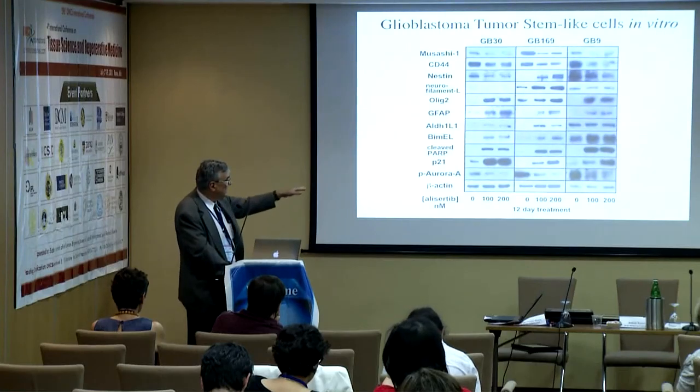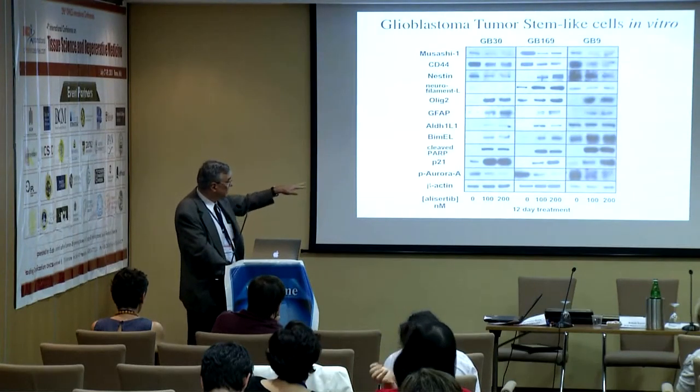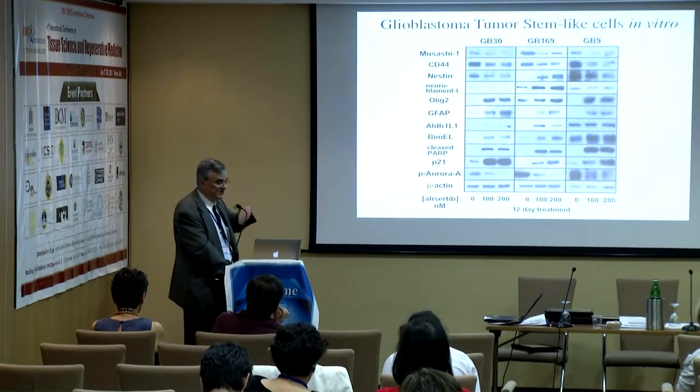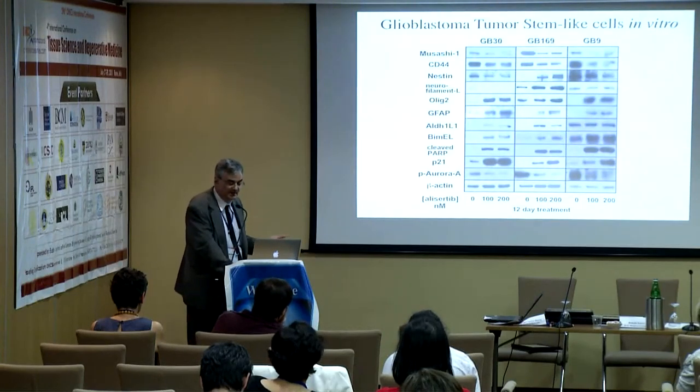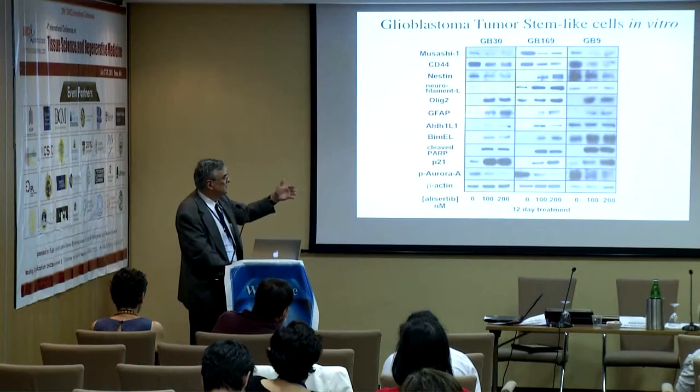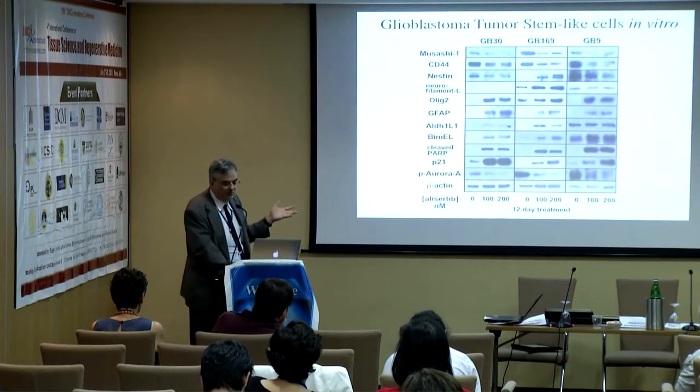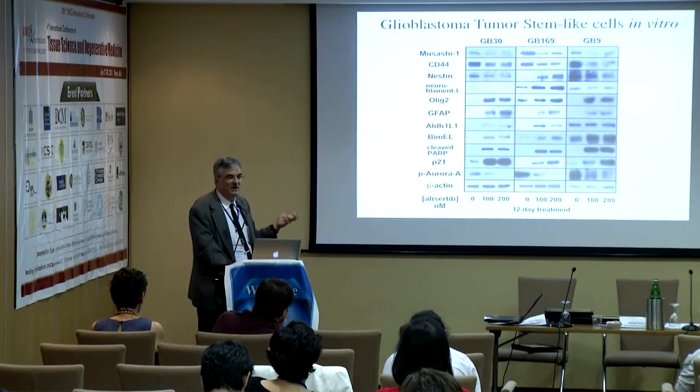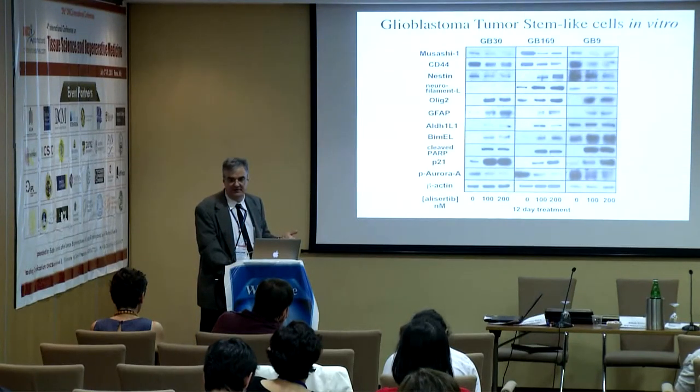In addition, we had an increase in the cyclin-dependent kinase inhibitor P21, which is associated with senescence. So we have evidence of a lack of stemness, some senescence, and an increased differentiation. So, you know, really, it doesn't matter if we don't kill all the cells as long as we stop them from proliferating.